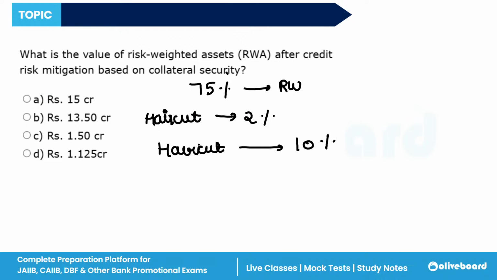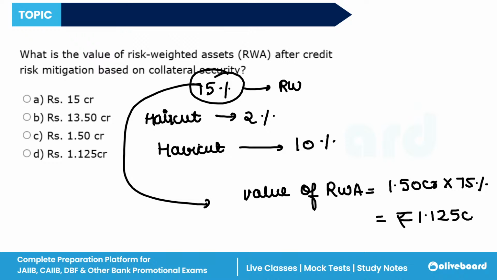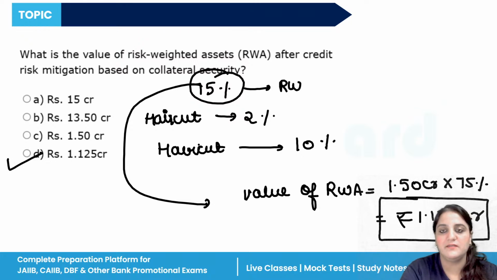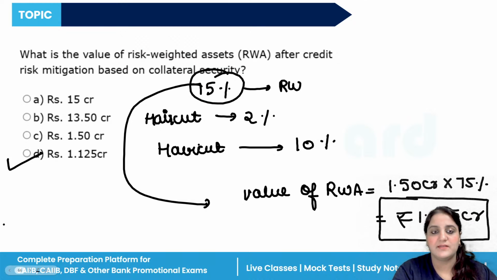So with a 75%, the value of RWA is 1.50 crore multiplied by 75%, which is equal to rupees 1.125 crore. So this is the answer, that is rupees 1.125 crore. Option D is correct. Got it? How to calculate the value of risk weighted assets?